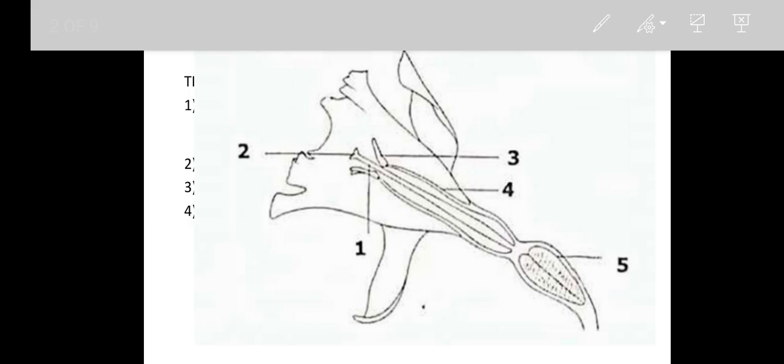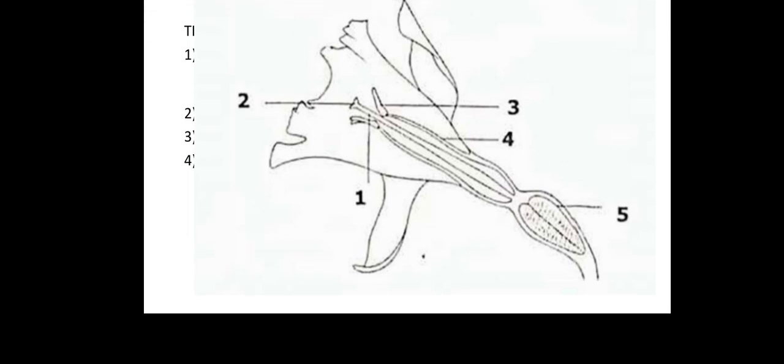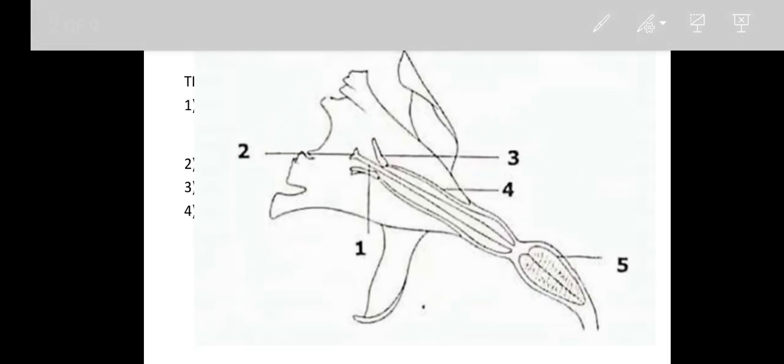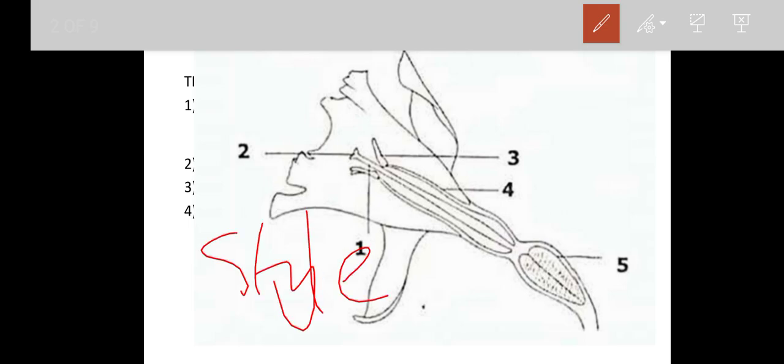All right, so here I just have a simple diagram. We had this diagram when we just introduced this topic. So now here I just have some parts labeled. So we have parts labeled from 1 to 5. So let's just try to identify these parts. So part 1 is the style. Part 2, that is the stigma.